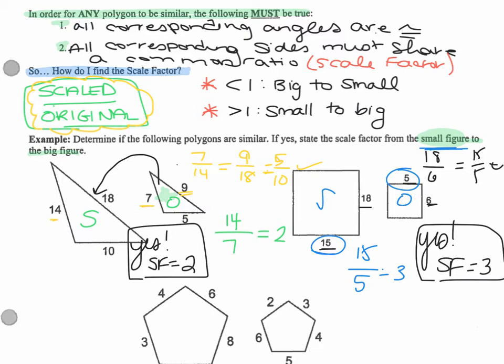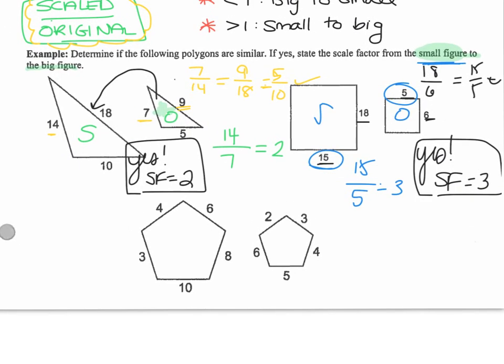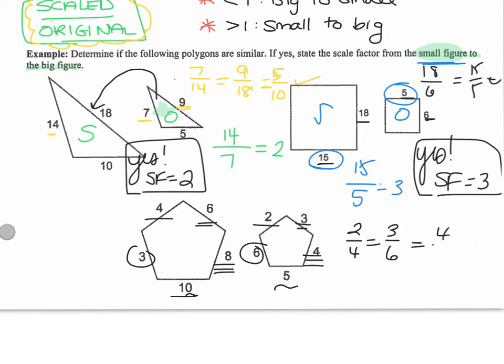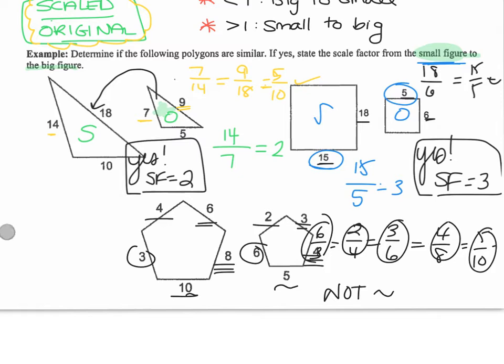And let's try one more down here. If I set up all my ratios, little over big, little over big, and so on and so forth, I would have 2 over 4 and 3 over 6 and 4 over 8 and 5 over 10 and 6 over 3. This is 1/2, this is 1/2, this is 1/2, this is 1/2. 6 over 3, that's not 1/2, so they're not similar. Go ahead and let's look on the next page.